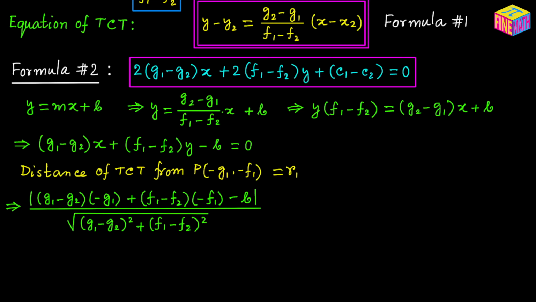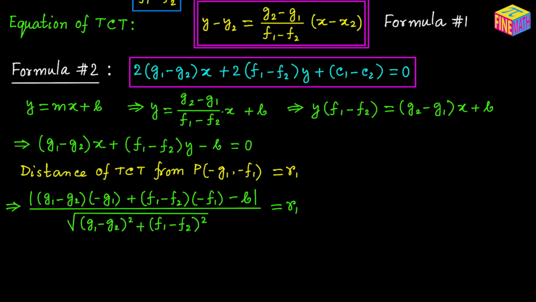And now I'm going to use the formula for the distance of the line from the center of the larger circle. And using that formula, we can say that the distance of the transverse common tangent from the point P will be equal to the radius of the first circle. And that can be written like this.